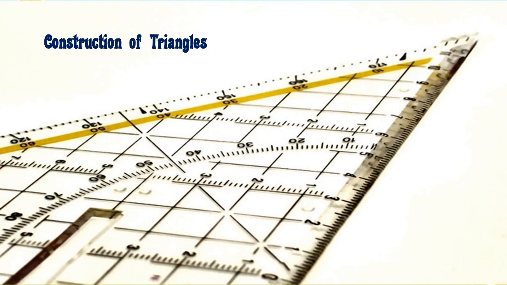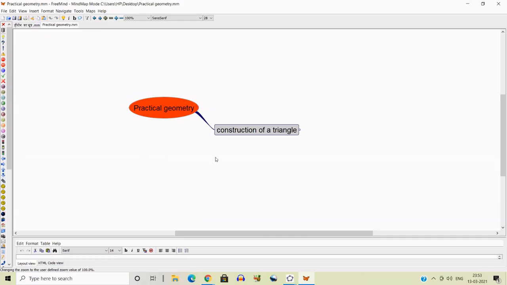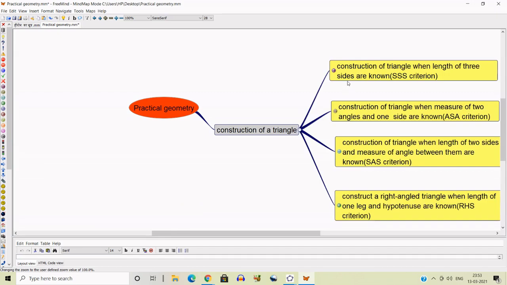So students, let us see. Students, this is the mind map for chapter Practical Geometry. In this we will do construction of triangle, and the construction of triangle is done on these four bases. First one is construction of triangle when length of three sides are known. Second one, construction of triangle when measure of two angles and one side are known. Then construction of triangle when length of two sides and measure of angle between them are known.